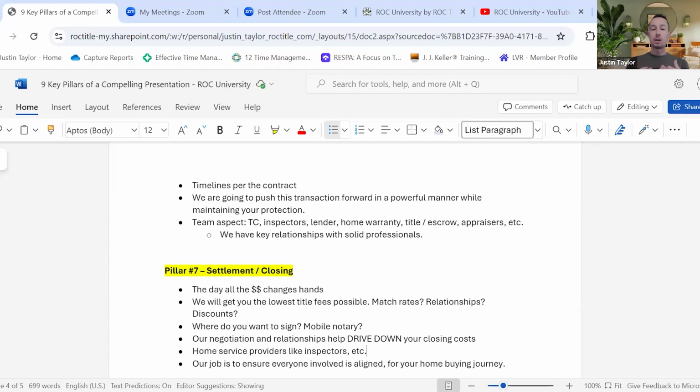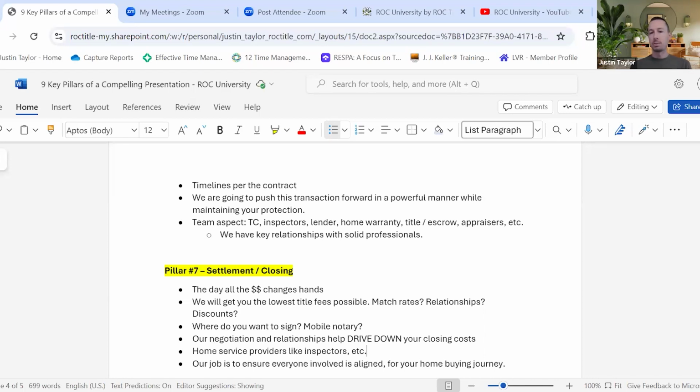Our negotiation and our relationships are going to help drive down your closing costs. How do we do that? Well, because maybe there are certain discounts that we can offer. Maybe my lender partner will match rates or help drive down those, or they have different programs, whatever it may be. Special programs. I work with an inspector all the time and there's special pricing, whatever it may be. Our job is to ensure that when we get to that closing, through this entire buying journey process, everyone involved is aligned for your home buying journey.